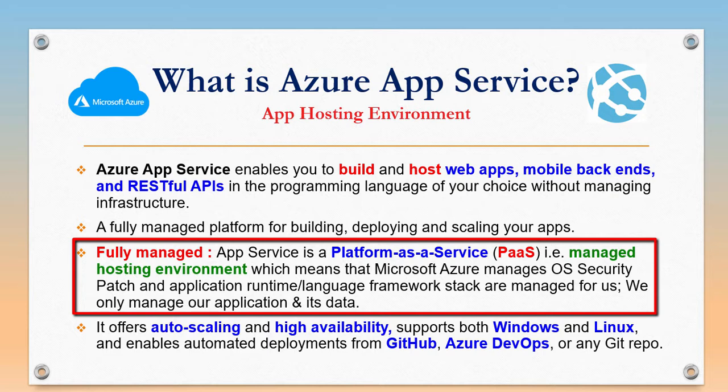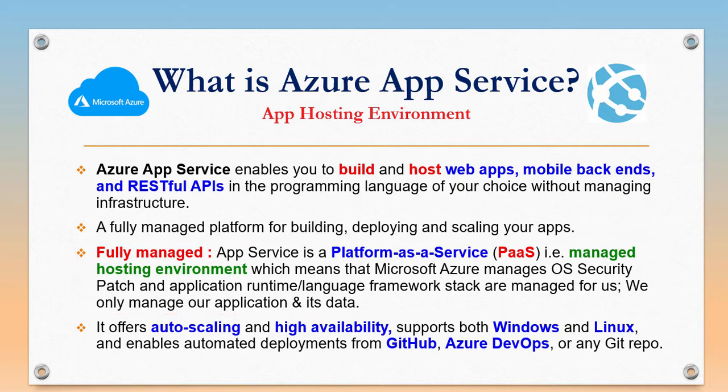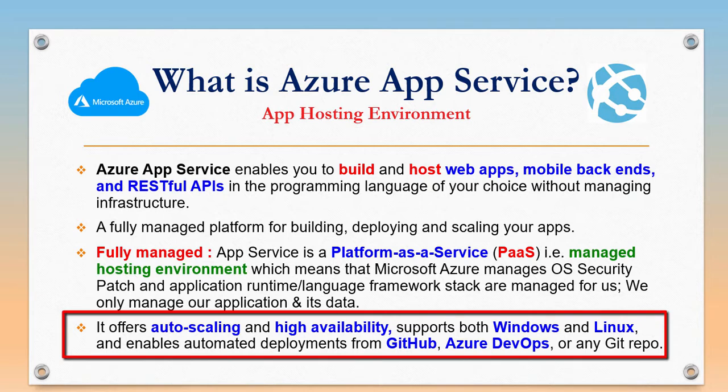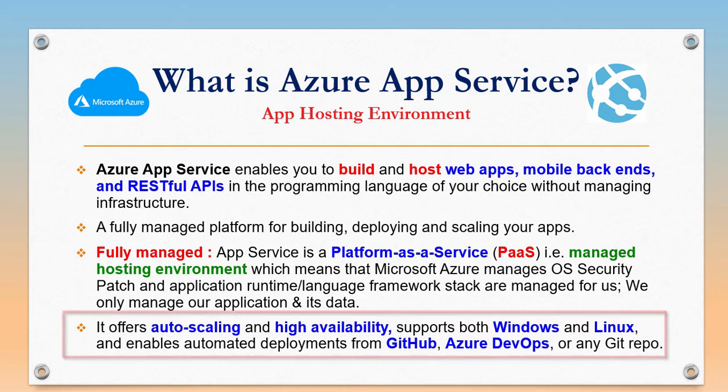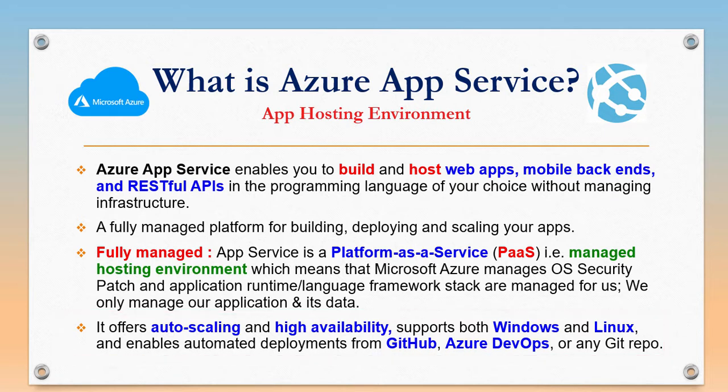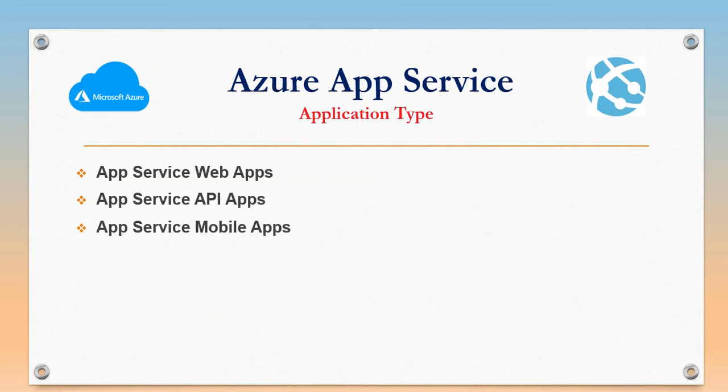That means Microsoft Azure manages operating system security patch, application runtime, language framework stack for us. So platform and infrastructure related all the things are taken care by the Microsoft Azure. Azure App Service offers auto scaling and high availability. It also supports both Windows and the Linux operating system. It also provides us one feature for the automated deployment, CI/CD pipeline from GitHub, Azure DevOps or any kind of Git repo.